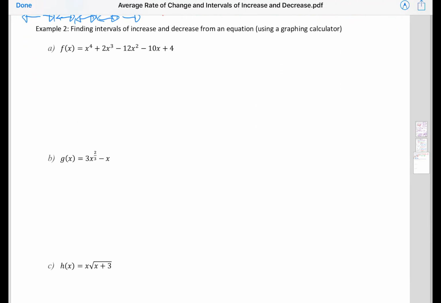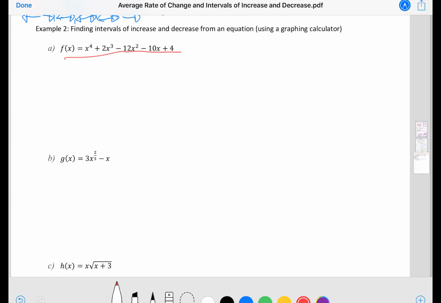Now, if you're given the equation and not given the graph, then you're actually going to have to find the maxes and the mins on your graphing calculator yourself. You're going to put this into your y equals, graph it, and then find your maxes and mins. If you don't know how to do that on your calculator, I've included a video at the end of this lesson that you can watch to see how to do that.